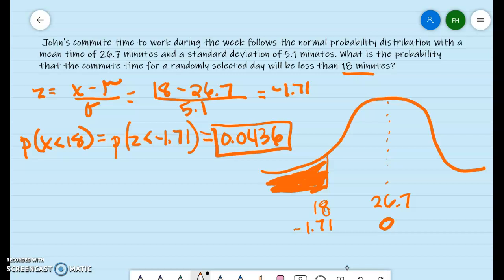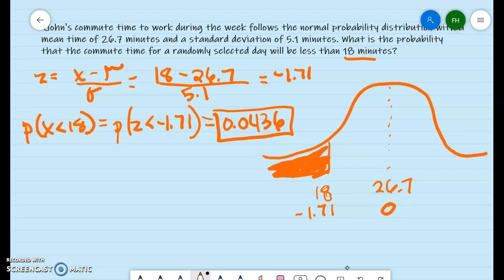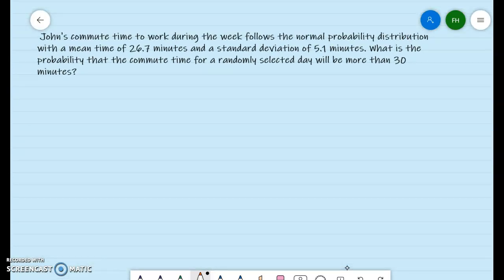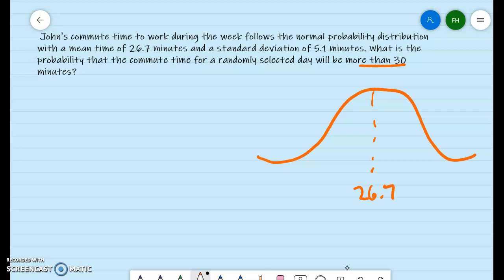So you may be thinking, well, what if it was greater than? What would happen? So let's look at an example of greater than. Here, John's commute time to work, we're still using the same mean and the same standard deviation, but this time we want it to be more than 30. So our mean is still 26.7. 30 is going to be a little bit less than one standard deviation to the right. I'm just going to put it here, and we want more than. So whatever we look up in the table is going to be to the left of this, so we're going to have to say 1 minus whatever's in the table.